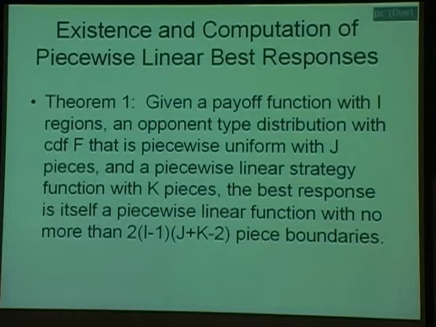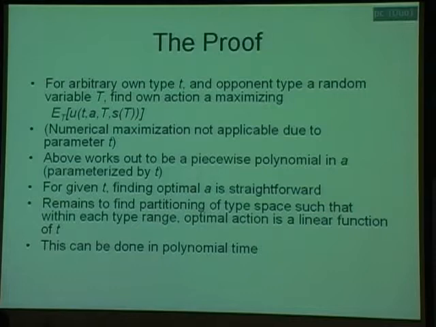So just to give you the barest taste of what the proof of that theorem is like, we have a function that gives our payoff in terms of our type and action and the other agent's type, right? We're assuming a known strategy for the other agent. The other agent's type is a random variable from a known distribution. So we need to find our own action expressed in terms of an arbitrary type for ourselves. That maximizes our expected payoff. We're maximizing that expected value.